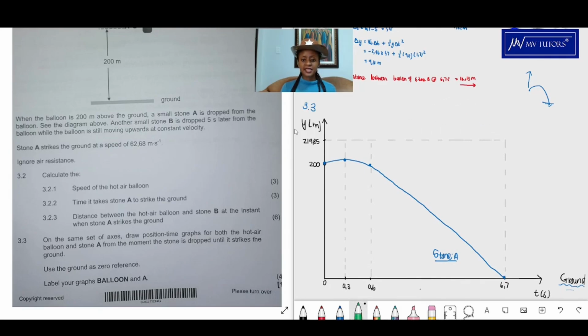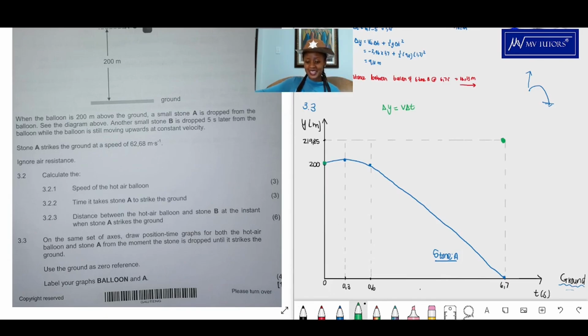In sketching the graph, it has to be a straight line graph. It has to start at 200. By using that equation, you could get the height at t equal to 0.3, 0.6, but we know at 6.7, I even wrote it here, we have 219.85, as shown in the previous question. So it starts here at 200 and ends here at 219.85, and it's a straight line.